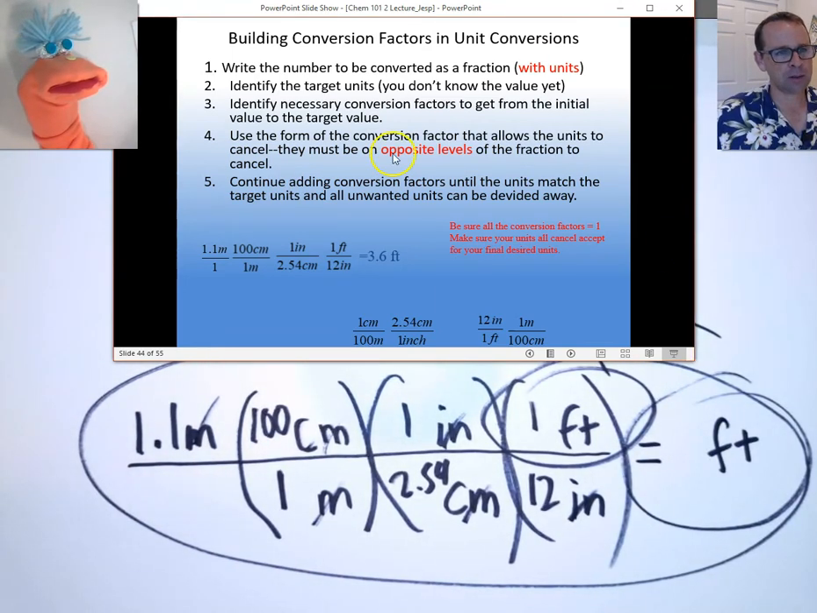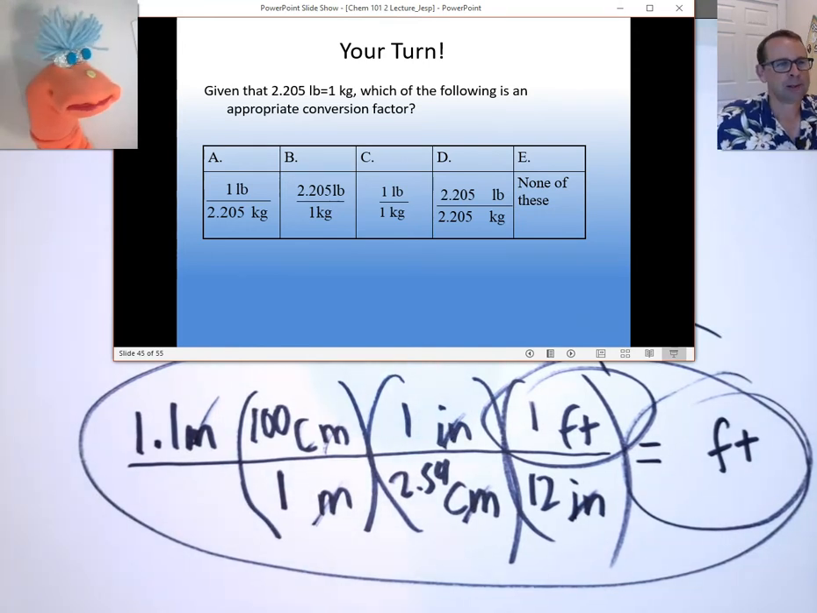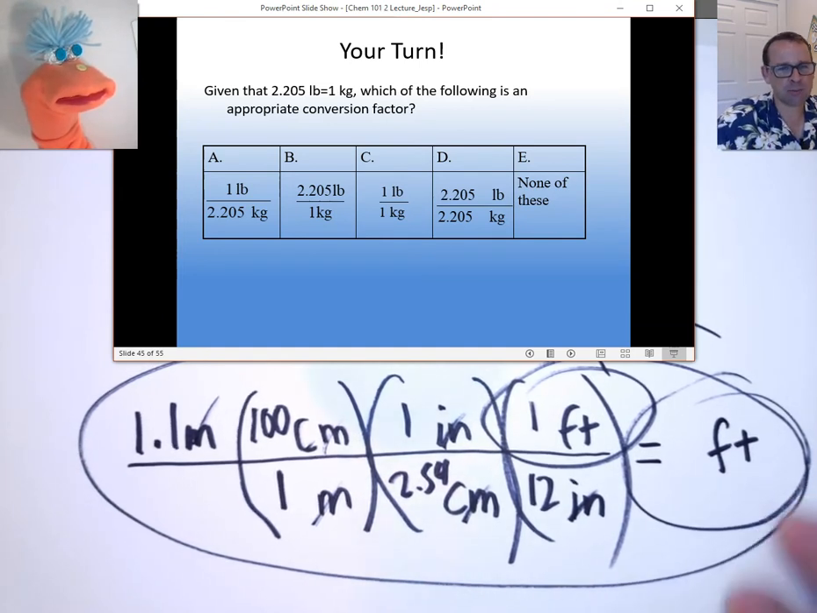Okay, where are we at? There we are. Okay. So, which one of these can be an appropriate conversion factor for the information that's provided there? Okay. Folks at home, answer the question. Push pause if you need a little more time. Okay.